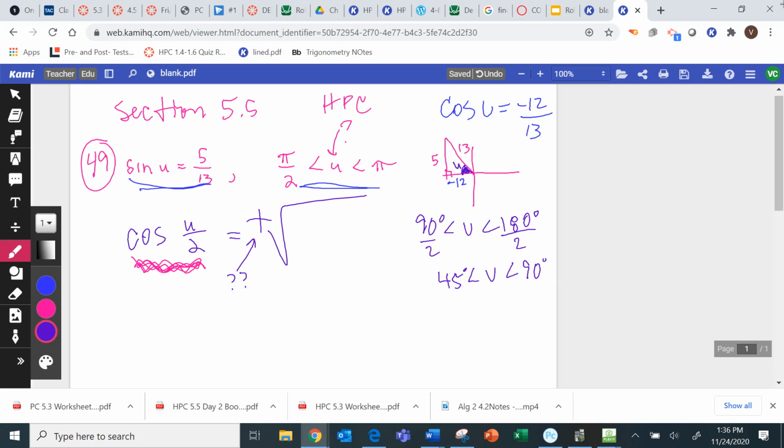And which quadrant would that be in? Sorry, I should have done that. Which quadrant would this be in? I heard you guys. First quadrant, right? It would be somewhere between 45 and 90, somewhere in here. I don't know where, somewhere in there. And in that quadrant, everything's positive. So you don't want to think about where the u value is. You want to think about where the u over 2 is. That's going to determine if it's positive or negative.